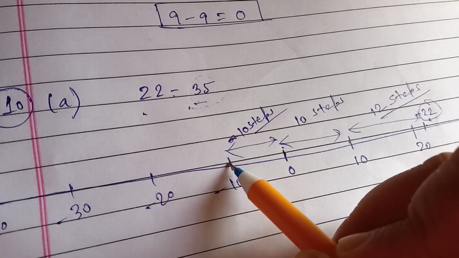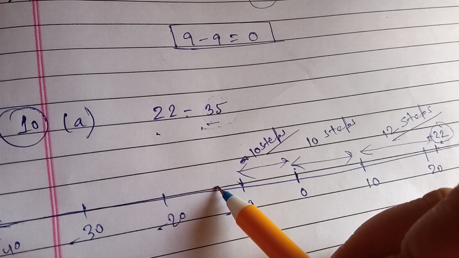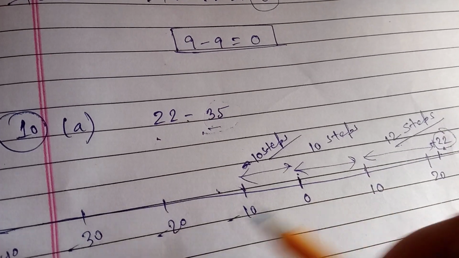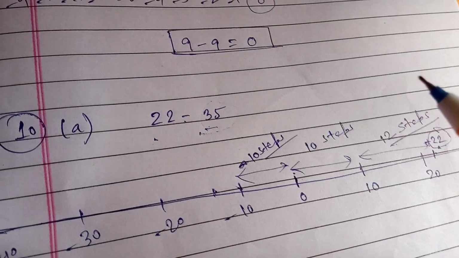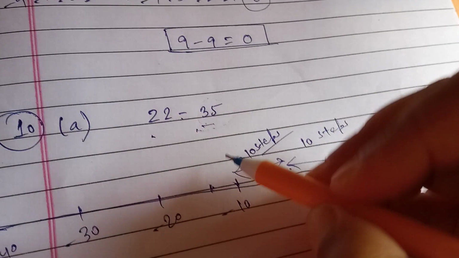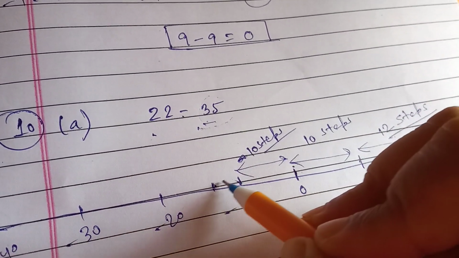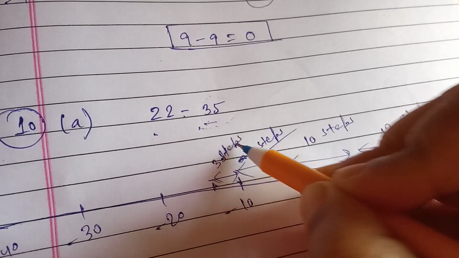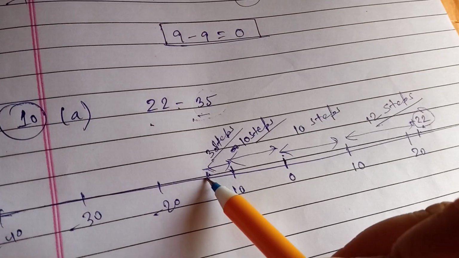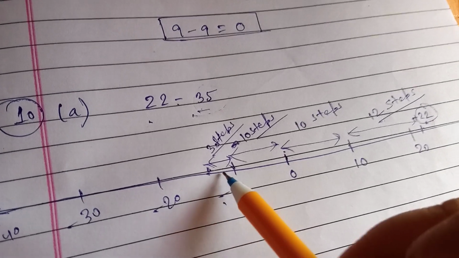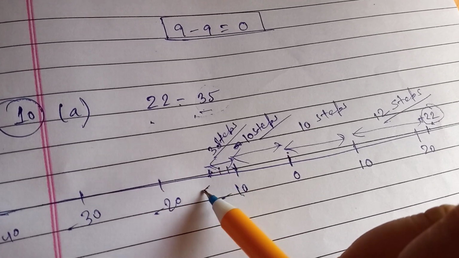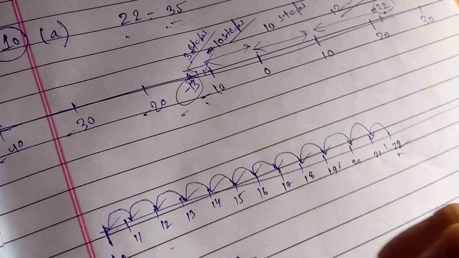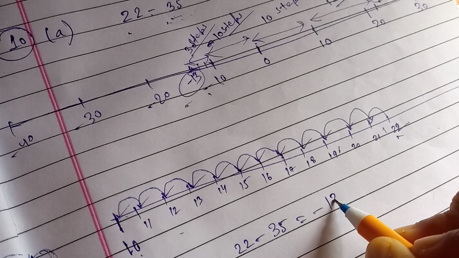So after taking 3 more steps, we reach the position here. We reach the position here after taking 3 steps. If you write what the position is, it is minus 10, minus 11, 12 and 13, so it is at the minus 13 position. So what will be the answer? 22 minus 35 will be minus 13.